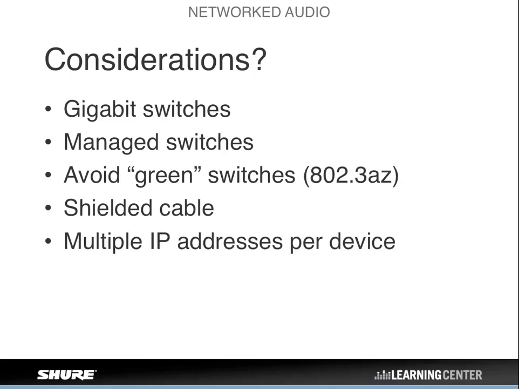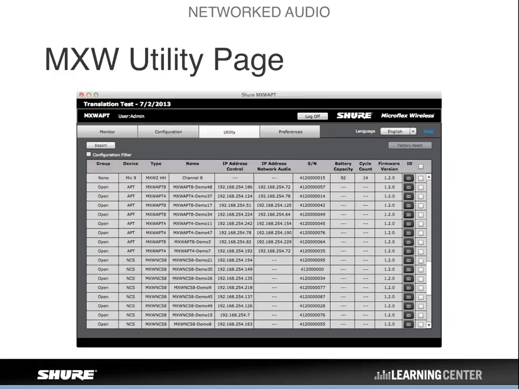And also remember that in the case of Dante devices, there could be multiple IP addresses per device, because there's an IP address that's associated with the control aspects of the device for, say, manipulating a ULXD receiver in Wireless Workbench. There's a separate IP address for the Dante aspect of it. So you might actually need more than one IP address per device.